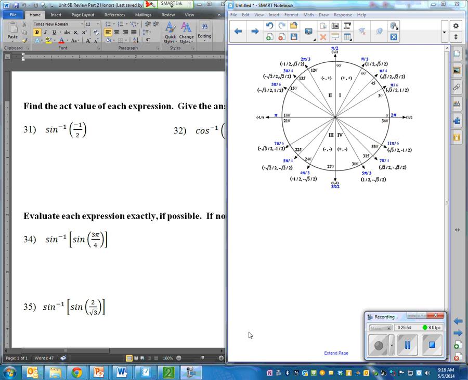Okay, number 34. It says sine inverse of sine of 3 pi fourths. So what we're going to do is go to 3 pi fourths. So 3 pi fourths is right here. So we're looking at our sine value. Sine value is right there, square root of 2 over 2. So we have to find the other angle that's the square root of 2 over 2 because we're going to be using inverse sine. So that's going to be this value right here.